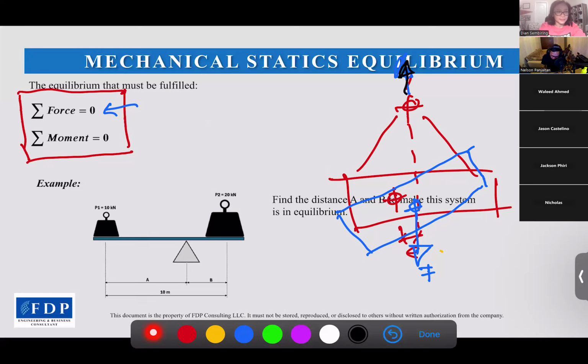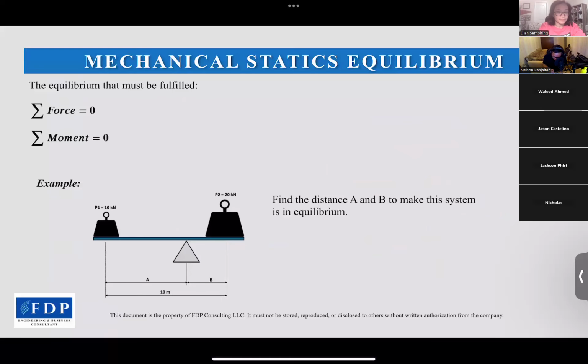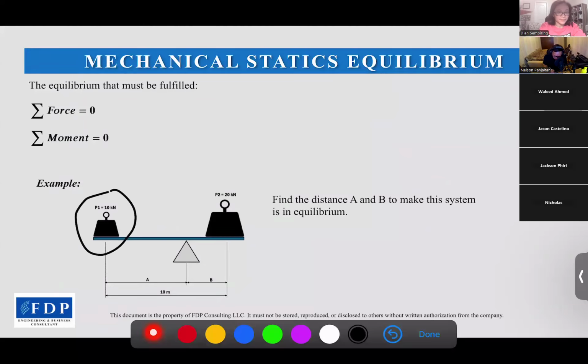For example, about this mechanical statics equilibrium, find the distance. We have a system here. P1 is 10 kilonewton and P2 is 20 kilonewton. Find the distance A and B to make this system in equilibrium. So to make these in equilibrium, we could find it with sigma moment equals zero.